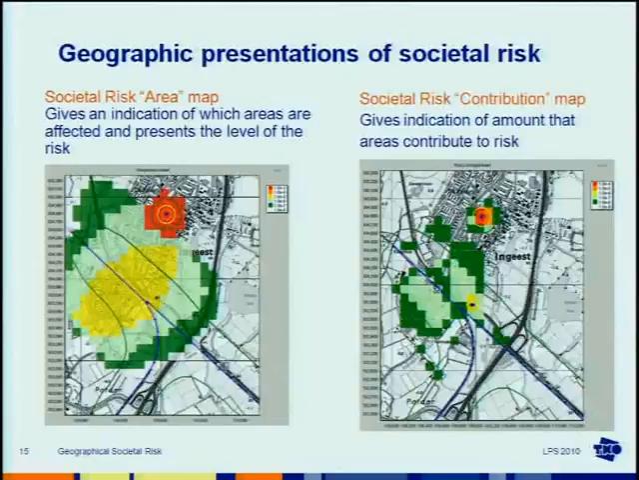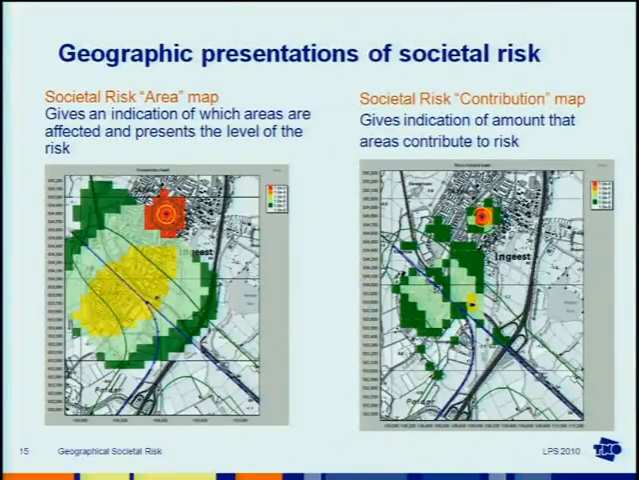So two different societal risk maps, the area map and the contribution map. The first gives an indication of which areas are affected and presents the level of the risk. Here you can see we are now using only 6 colors to make a more distinct leveling. Red is really wrong, orange is a factor 10 beyond, green is a factor of 100 beyond.